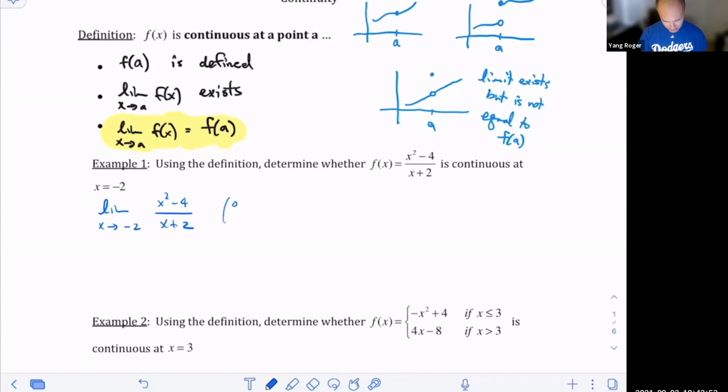And then I'm going to get -2 plus 2, which is 0. So we don't have an infinite limit in this case. We have a 0 over 0 type limit.